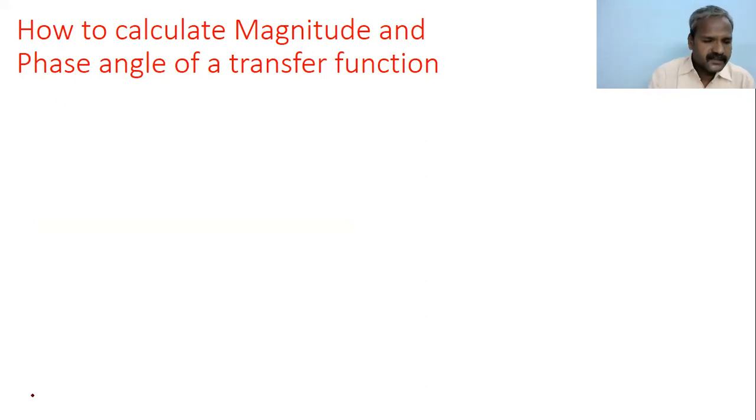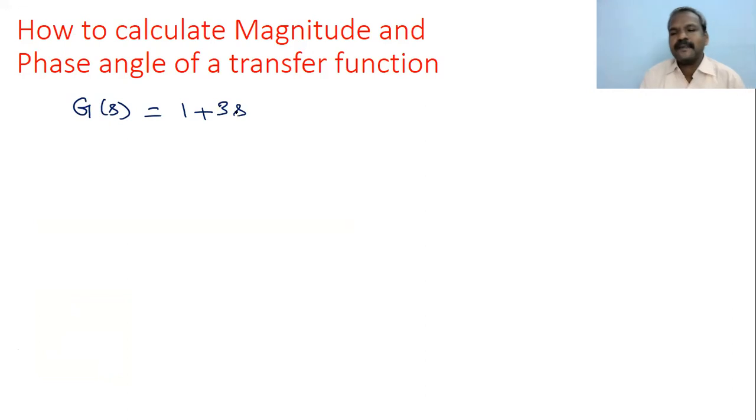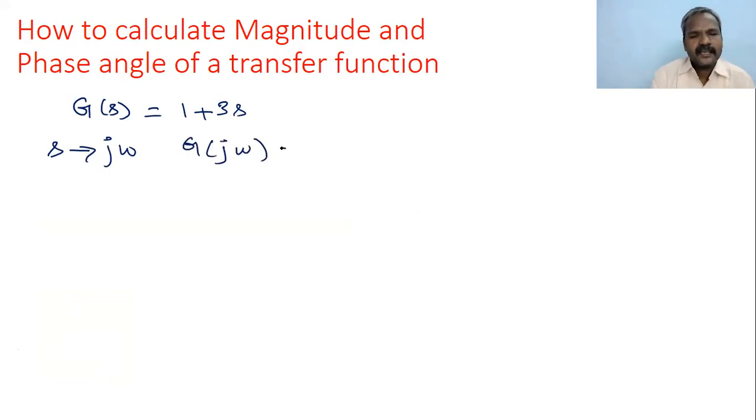Let us start with a simple complex equation. Say G of s equals 1 plus 3s. So what is the magnitude and phase angle of this simple transfer function? First we replace s by j omega. Then G of j omega equals 1 plus j 3 omega, right?